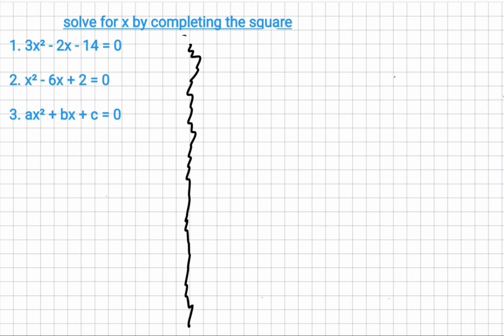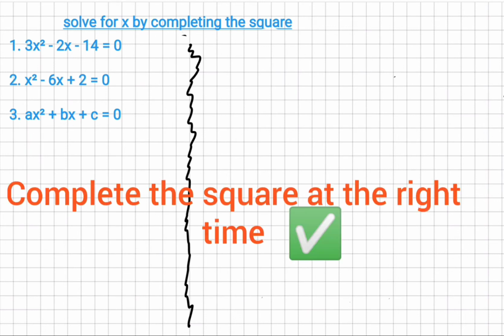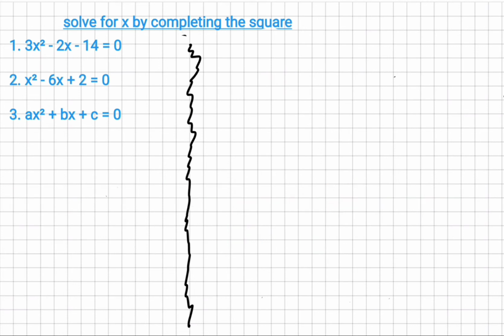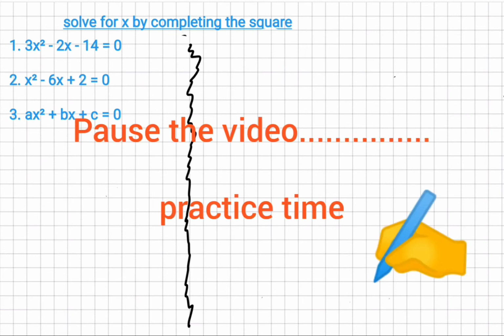Remember, don't just move to complete the square at the onset. Check if the coefficient of x squared is 1, and then you can move on to complete the square. So this time you need to pause the video, continue with the working. When you're done, see the answers that appear.